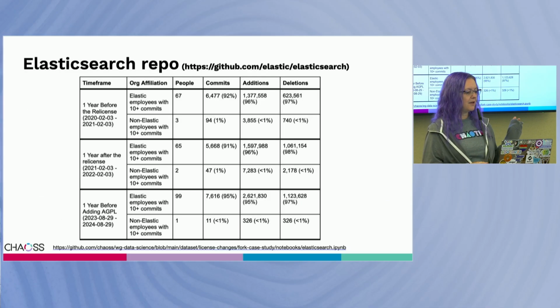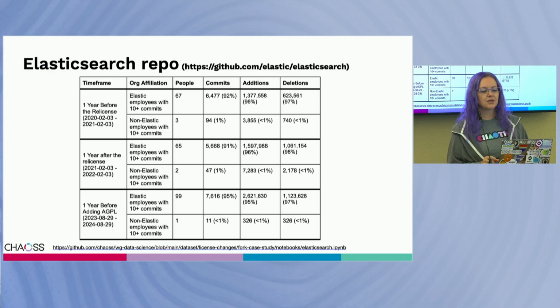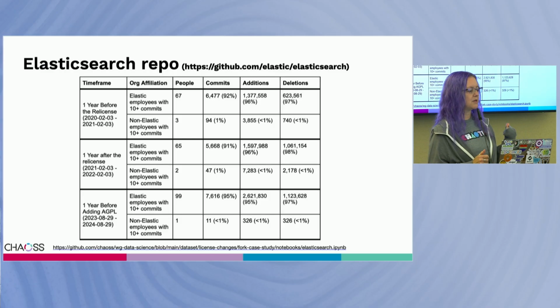So in this example, I'm comparing the year before Elasticsearch originally relicensed. During this first period, the project was still under the Apache 2.0 license. In the second and third periods of time, the project was under the SSPL and Elastic license. So this is during the period when Elasticsearch was no longer an open source project. And you can see in the data that this made very little difference, right?